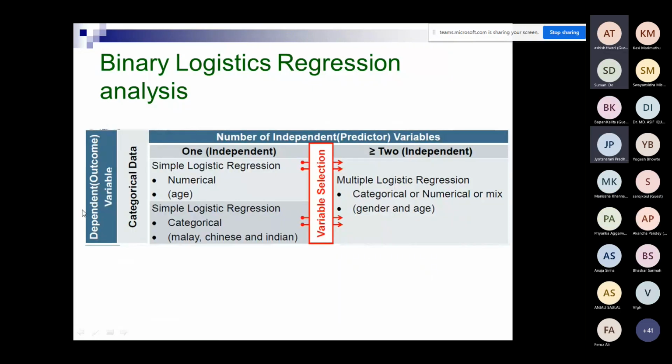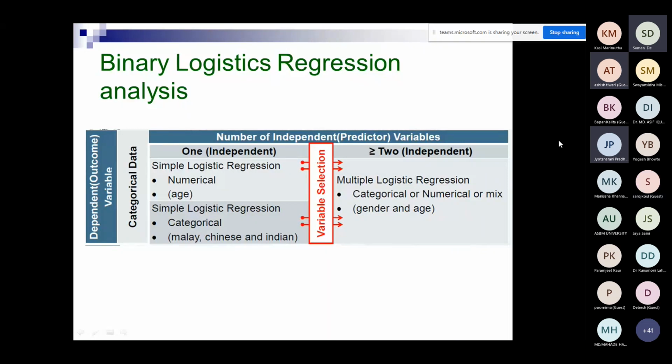Imagine the dependent variable is categorical. When you have one independent variable, we call it simple logistic regression. Suppose you have one categorical independent variable, we also call that simple logistic regression.